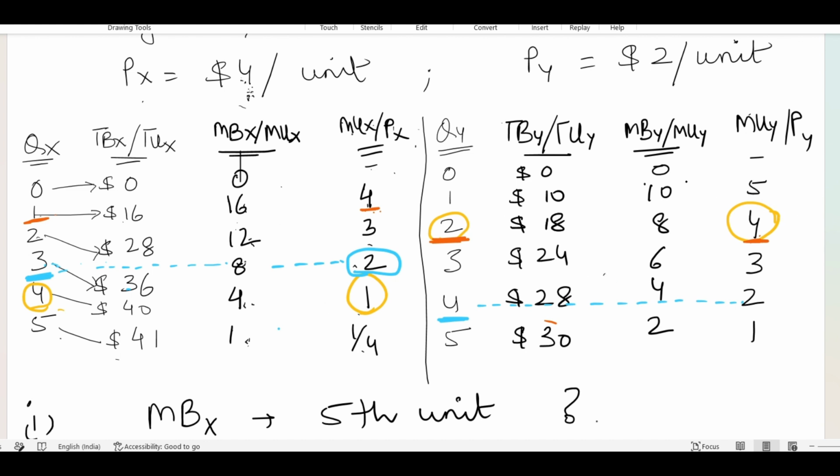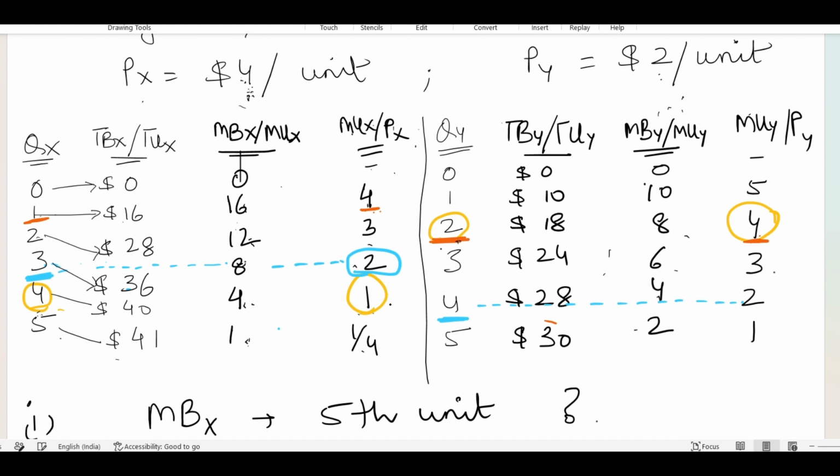Similarly, we do it for Y. That's 10 divided by 2, since price of Y is 2. 8 divided by 2, 6 divided by 2, that's 3, 4 divided by 2, that's 2, 2 divided by 2, that's 1, right? She's consuming 4 units of good X and 2 units of good Y, all right?